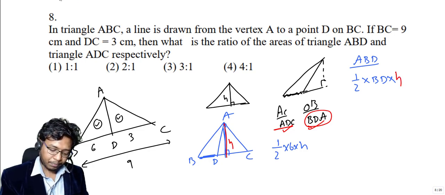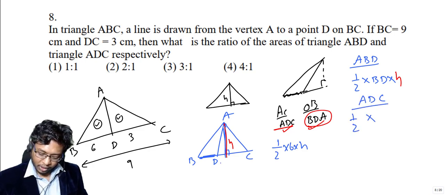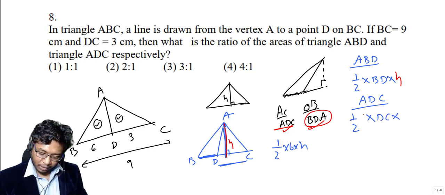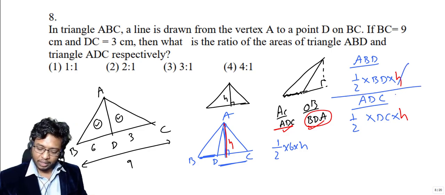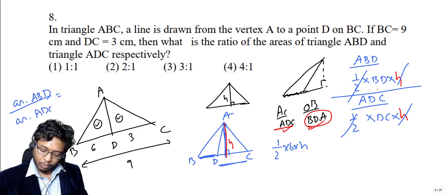Now see here. What is the area of triangle ADC? ADC, that will be half. What is my base? DC. DC into what is my height? Again for this also H only. When you divide both of them, H and H cancel, half and half cancel. So area of triangle ABD by area of triangle ADC will be equal to what? BD by DC.